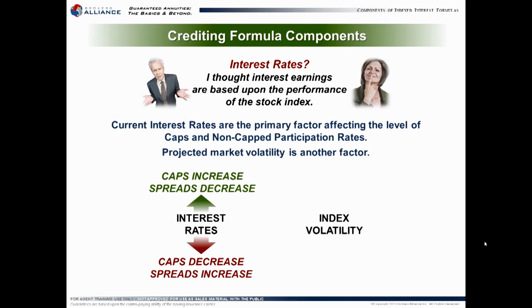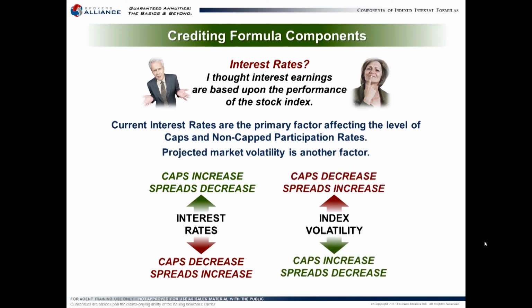So again, the cap and the spread are actually accomplishing the exact same thing within the product, just in a different way. So the major driver of cap rates or participation rates or spreads is the interest rate environment. But index volatility also plays a role. And of course, index volatility simply means how predictable up or down over a year or more is the index. So as the index tends to get more volatile or more unpredictable, we tend to see caps go down or spreads increase. And when the indexes are less volatile, i.e. more predictable, then we seem to see higher caps and spreads decrease.